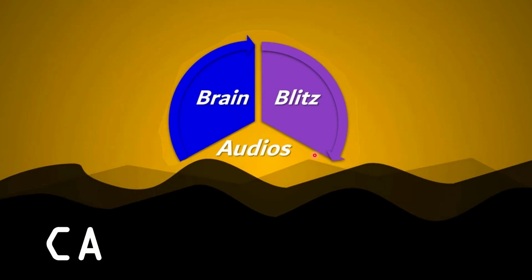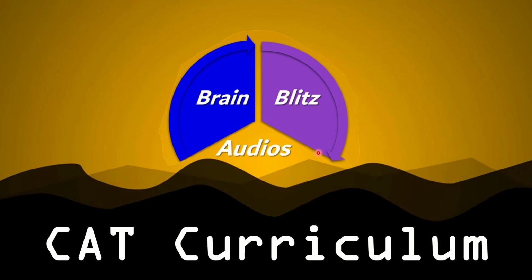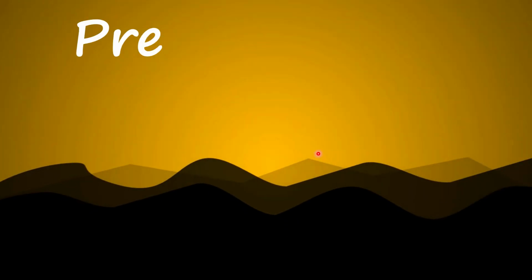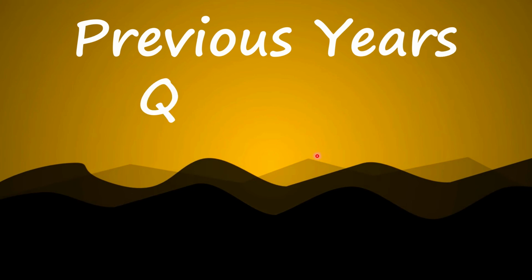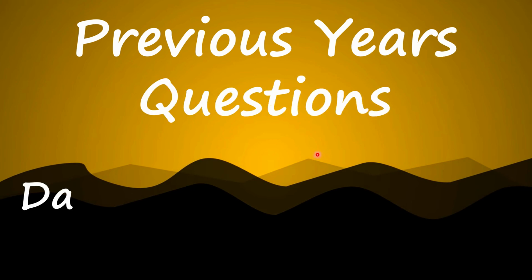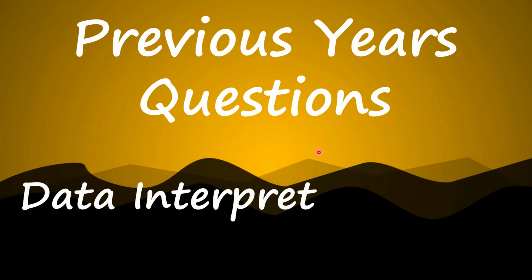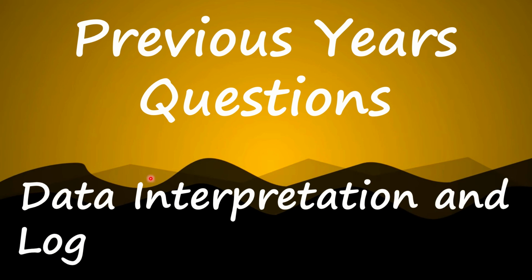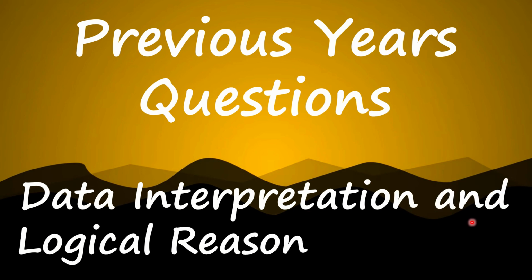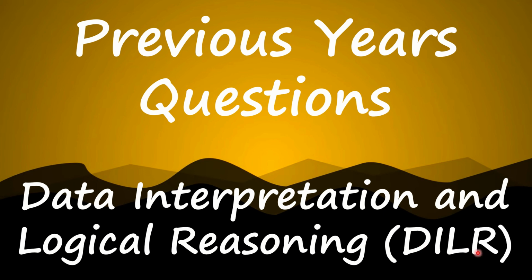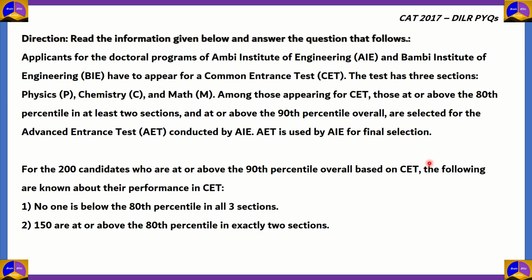Today, in this particular episode of CAT Curriculum, we'll be looking at some previous year questions of the Common Admissions Test. Today, we'll be looking at questions from the section of the CAT exam titled Data Interpretation and Logical Reasoning, or DILR. So, let's jump to our first question for today.